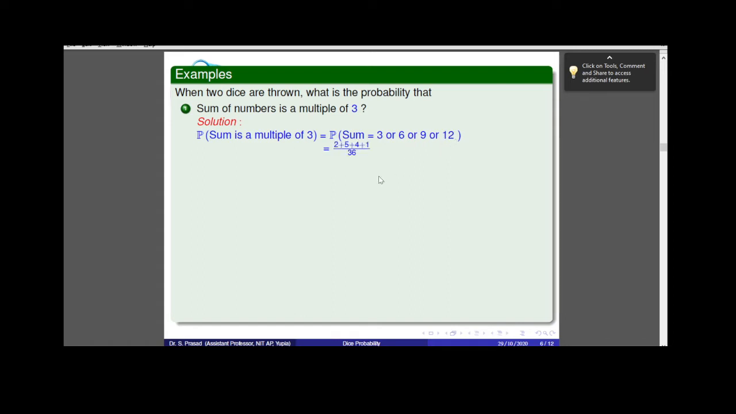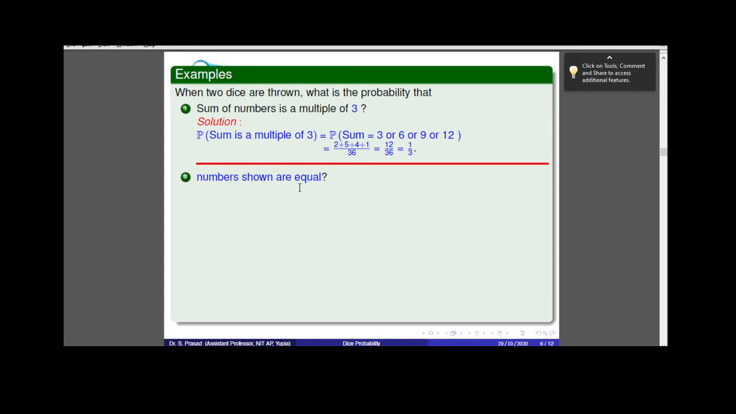After that we write the probability: 3 occurs 2 times, plus 6 occurs 5 times, 9 occurs 4 times, plus 12 occurs 1 time, and these values come from the figure of the sum of two dice. After simplifying we get 1 by 3 as the result for this question.